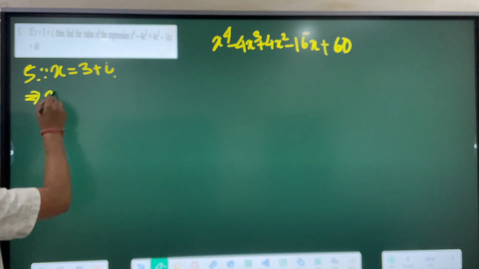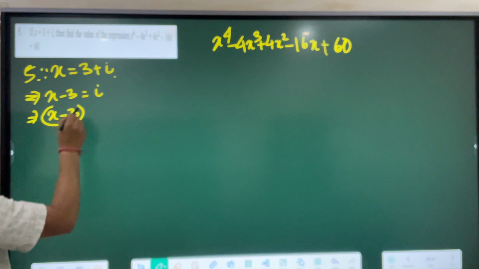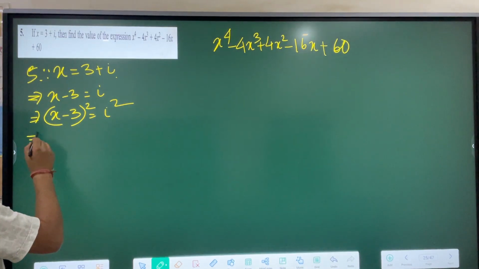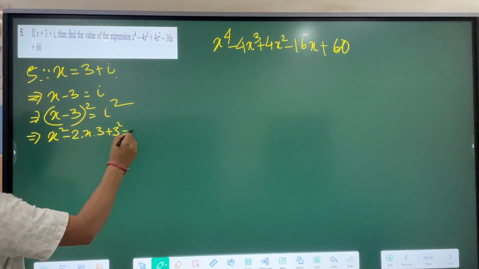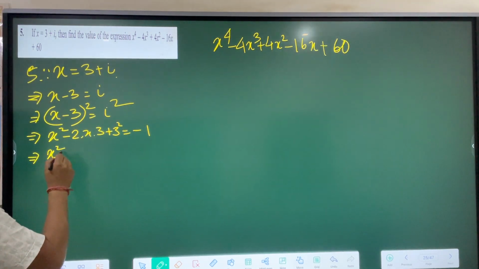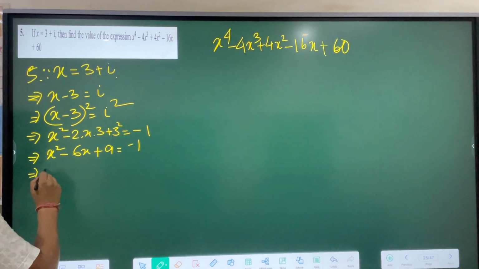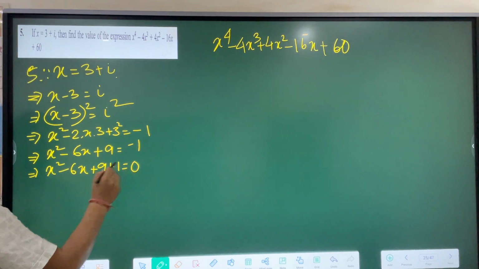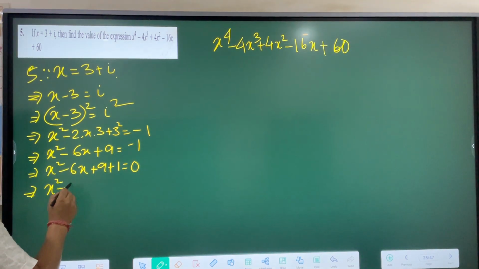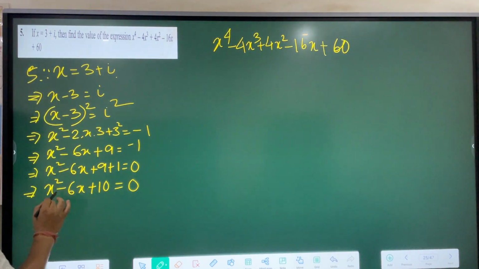We will do x minus 3 like the previous sum, then squaring both sides. Then x square minus 2 into x into 3 plus 3 square equals minus 1. X square minus 6x plus 9 equals to minus 1. X square minus 6x plus 9 plus 1 equals to 0. X square minus 6x plus 10 equals to 0. By squaring both sides, we have got this one.